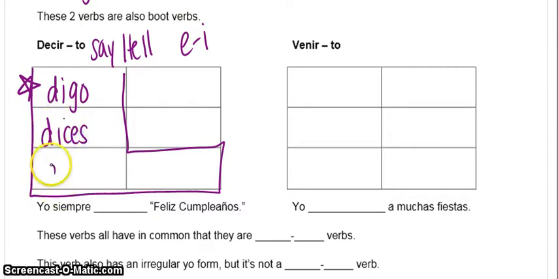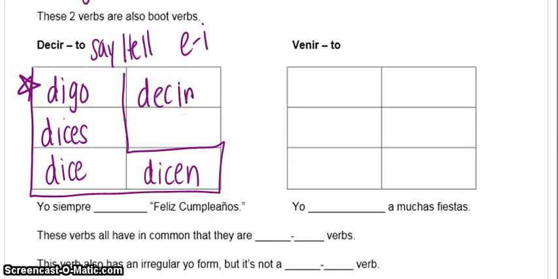Dices, él, usted dice, ellos, ellas, ustedes dicen, they say. Nosotros decimos. Make sure it ends in I-M-O-S because it's an IR verb. Make sure that you go outside the boot so you get rid of the I. And vosotros decís.